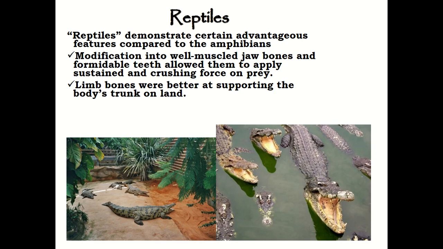Okay, so let's look at the first group of amniotes, which is reptiles. So reptiles demonstrate certain advantageous features compared to amphibians. Modification of jaw bones and formidable teeth allow them to apply sustained crushing force on prey, and also the limb bones were better at supporting the body trunk on the land.